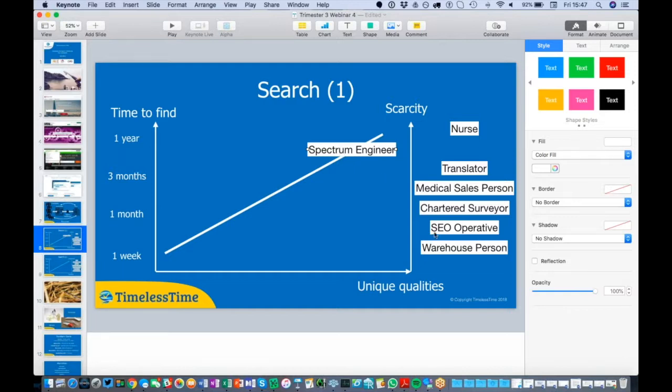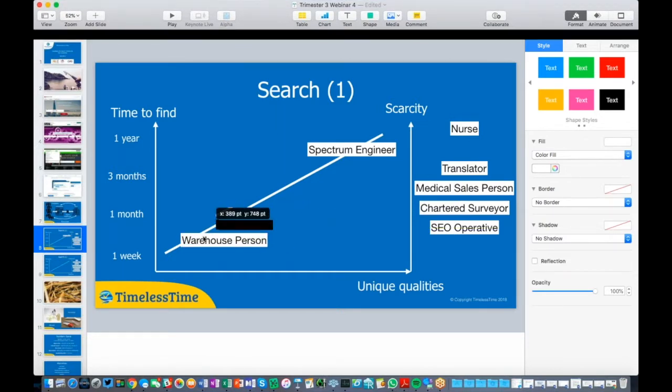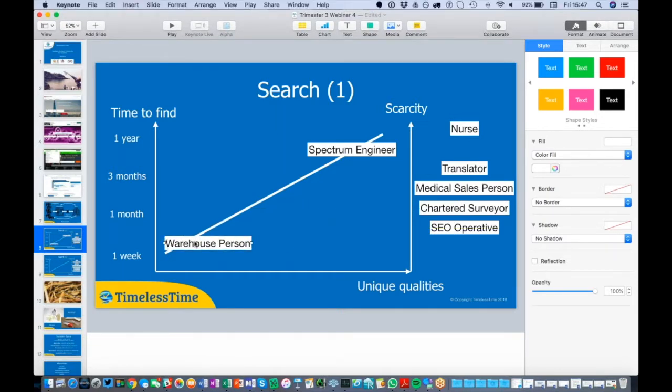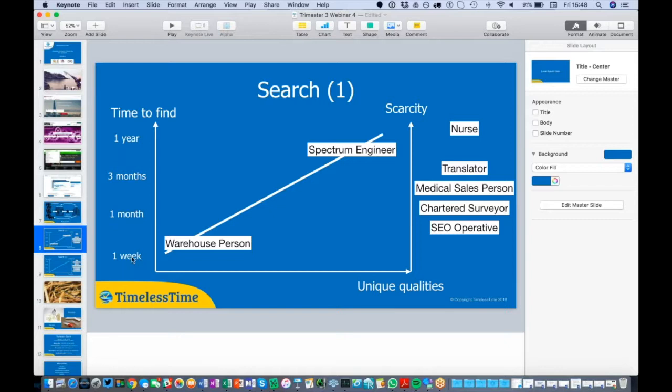So if I take somebody as a good example at the other end, a warehouse person probably doesn't have specifically unique qualities. They are therefore not scarce. We can go out in the local environment and put an ad in somewhere, go to a local agency for a warehouse person, and we will probably be quite successful in a very short space of time. And I've put it here, the time to find this sort of person is probably a week.